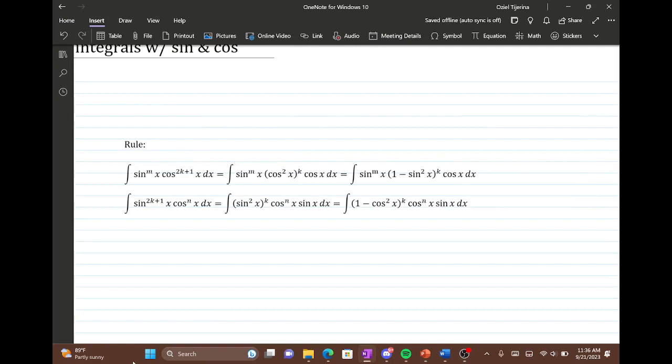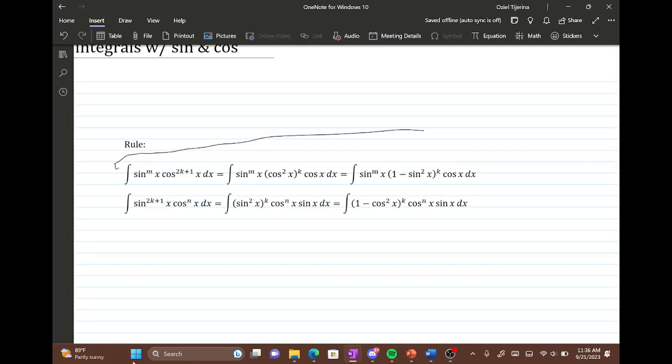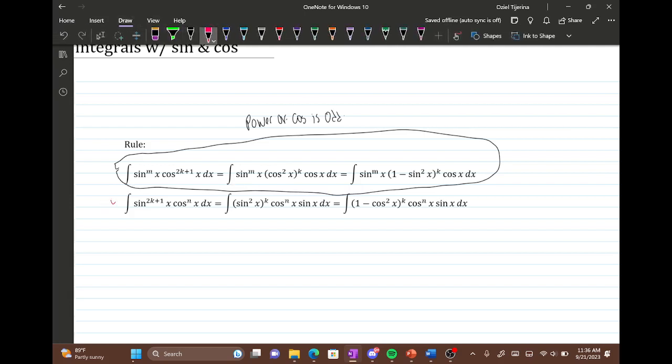So this formula up here is for when the power of cosine is odd, and this one is for when the power of sine is odd.